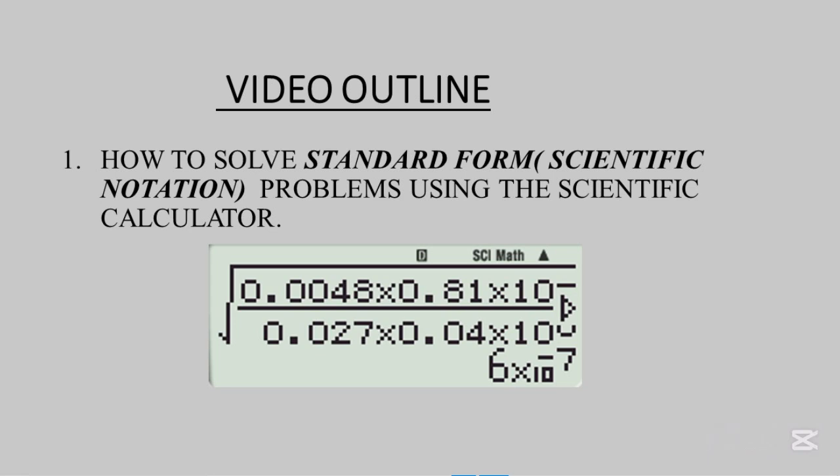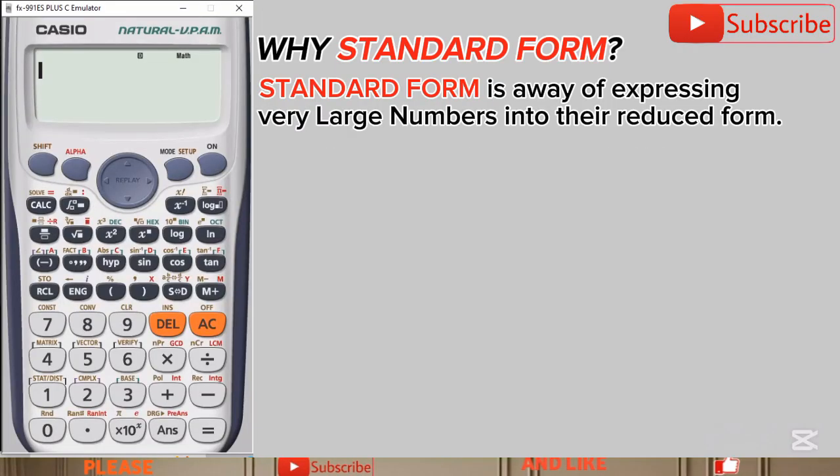In these tutorials, we will learn how to use the scientific calculator to solve problems involving standard form, which is also referred to as scientific notation. We will learn how to simplify and convert some expressions into their standard form. Standard form is a way of expressing very large numbers in their reduced form.